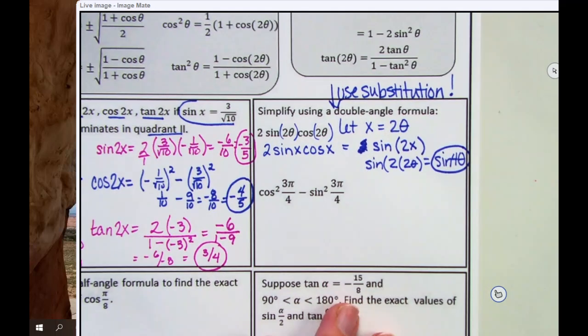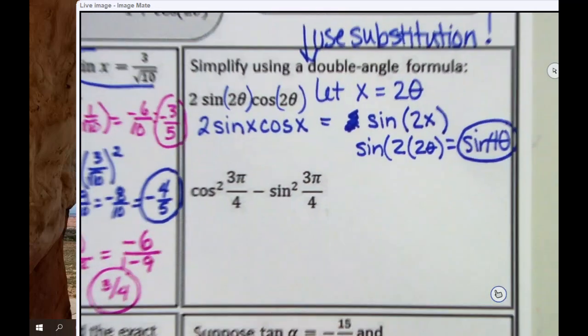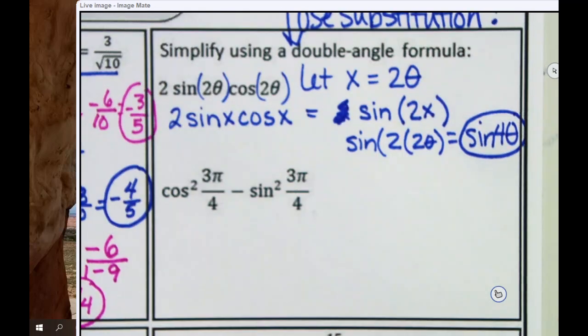Wow, that really does not look like sine 4 theta when we're all close together like that. It looks like some foreign word for sure.